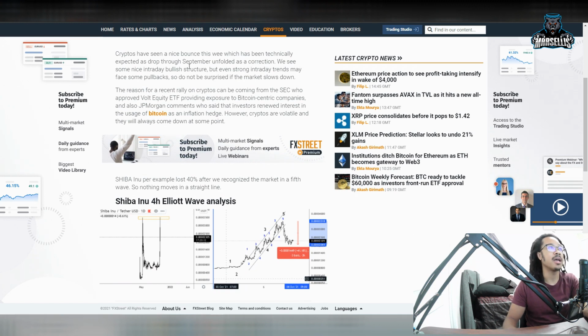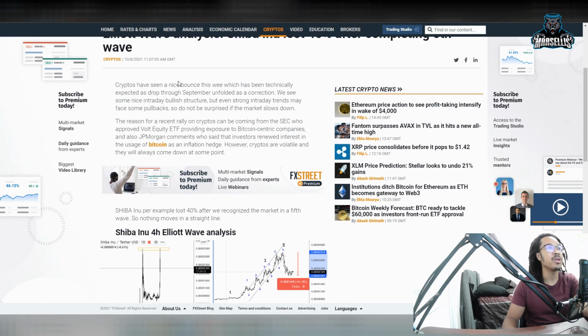Cryptos have seen a nice bounce this week, which has been technically expected, as the drop through September unfolded as a correction. We see some nice intraday bullish structure, but even some strong intraday trends may face some pullbacks.